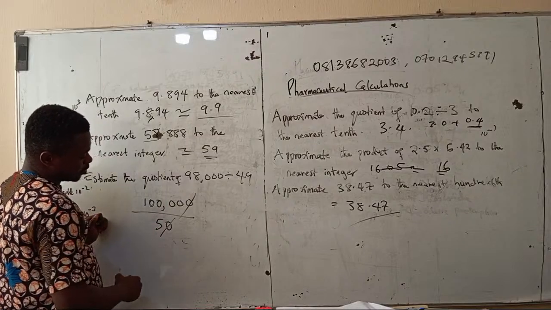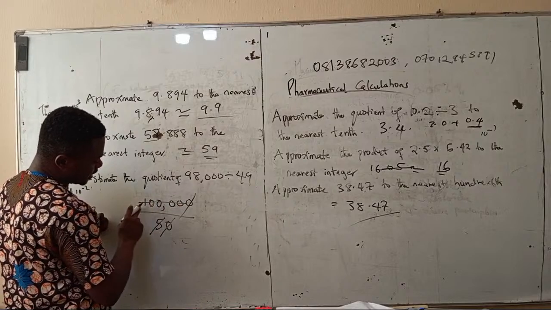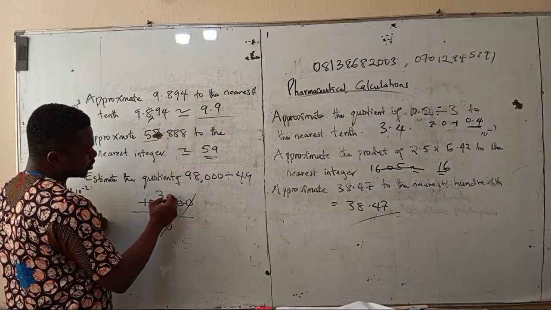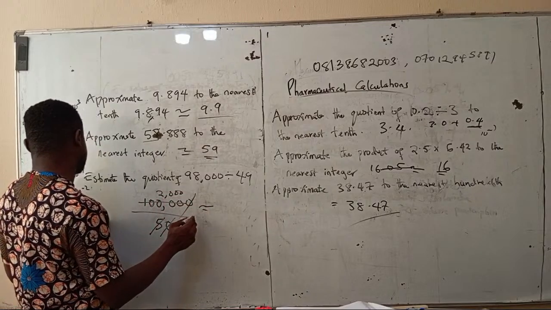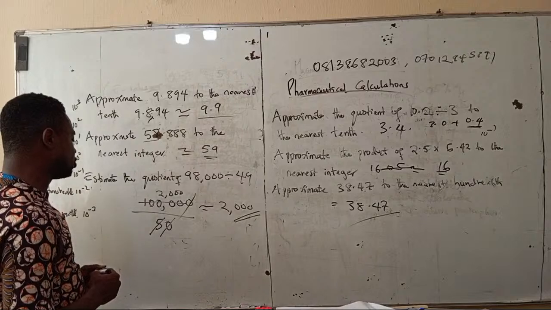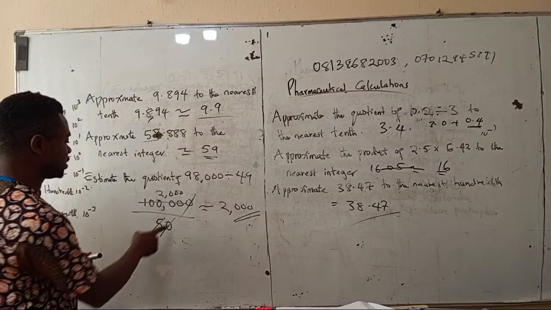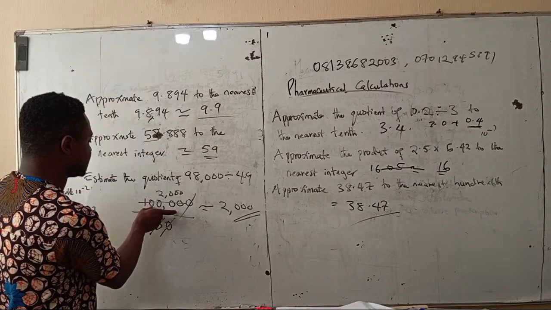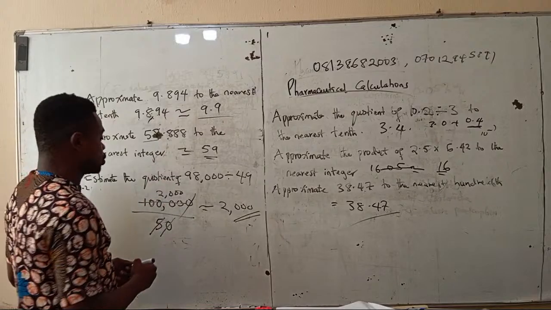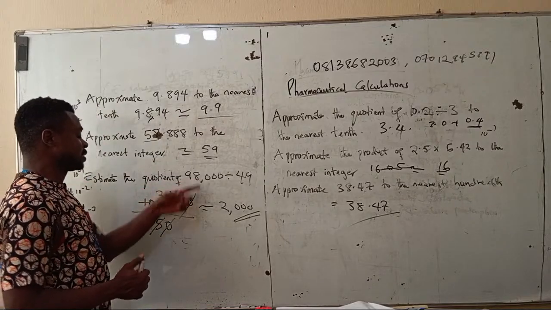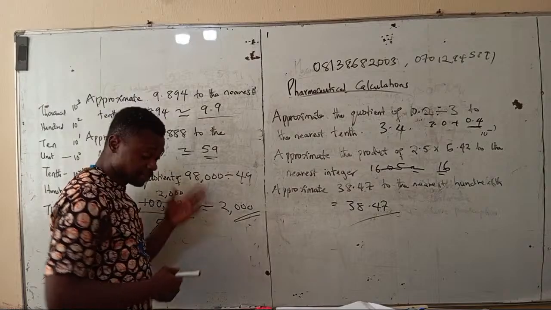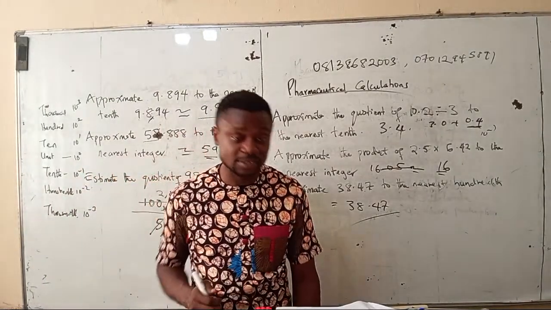The 0 will cancel 0. 5 will divide 10,000. 5 divided into 10,000 gives 2,000. So this is estimated to be 2,000. Yes, correct. So we have 10,000, and 5 divided into 10 is 2, then 1, 2, 3 zeros, which is 2,000. So the estimated quotient is 2,000. It's also the same as the actual value, if I'm not mistaken. All right, so these are the answers to these questions.